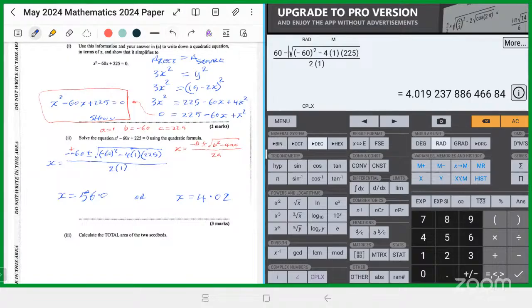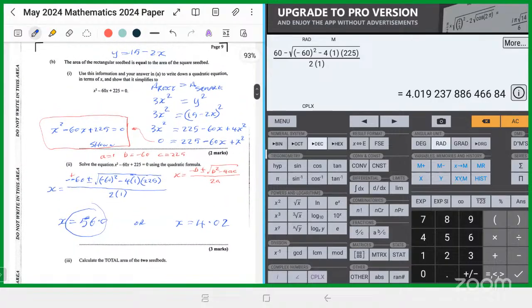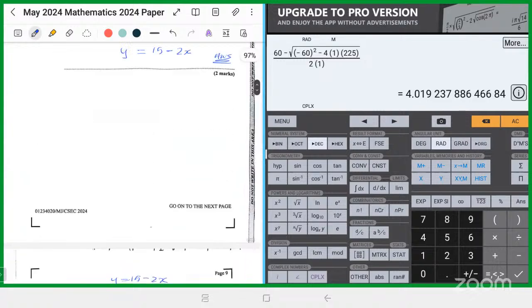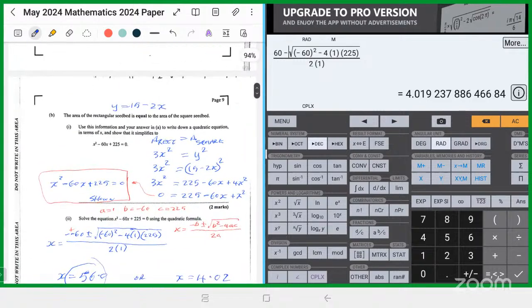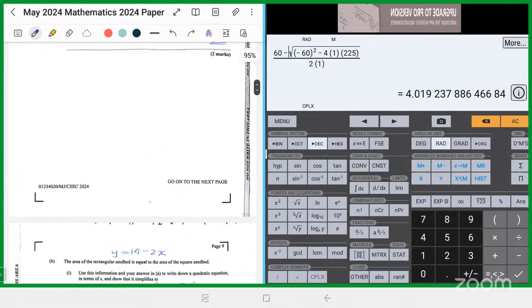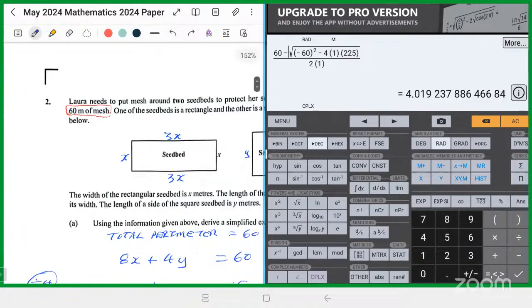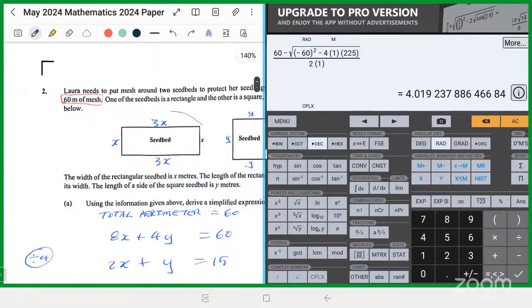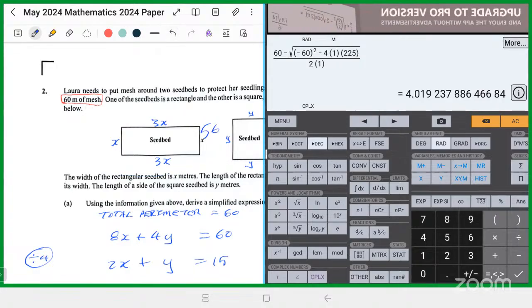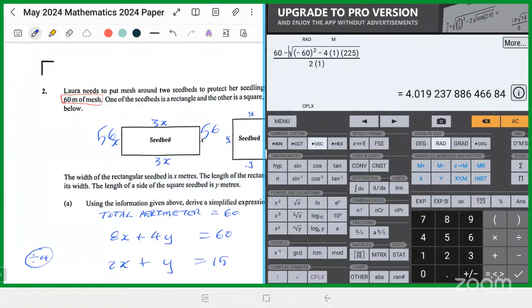Now, if x equals 56, do you know why the 56 can't work? Remember, guys, that the total length of mesh is just 60 meters. If x equals 56, then the total mesh that you're using around here will be far more than 60, because you'd have 56 right here and 56 right here. Gone past 60 already. So 56 is not a valid value for x.